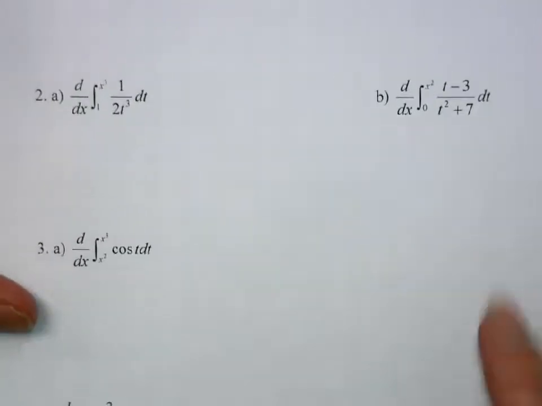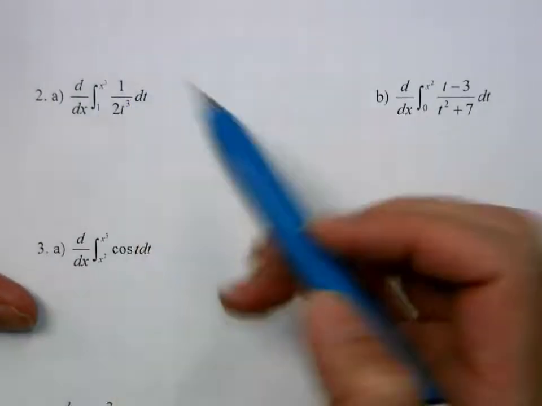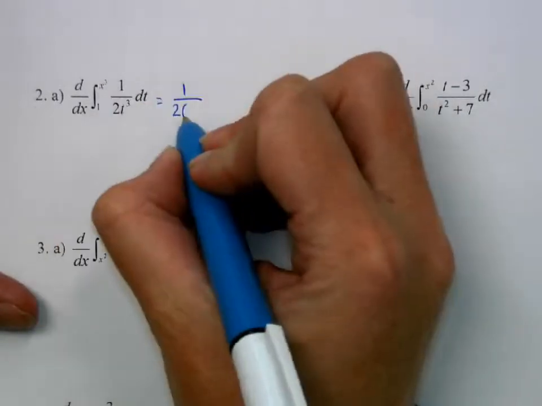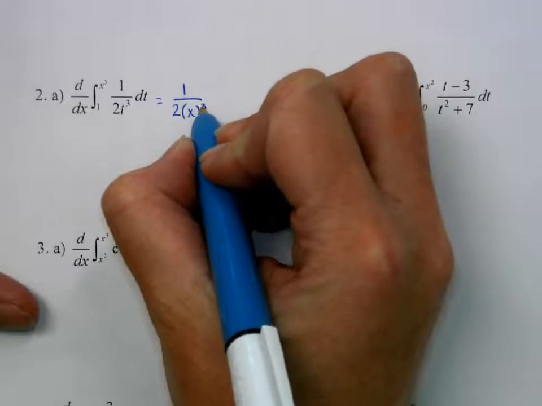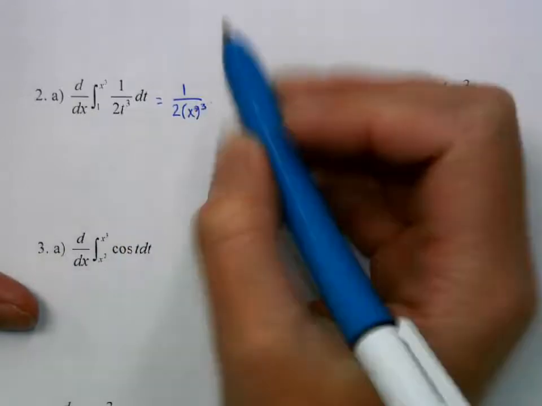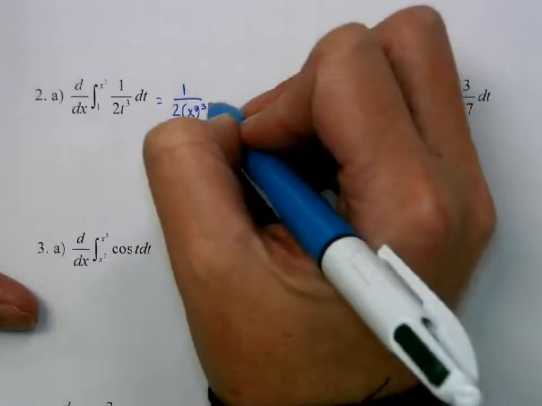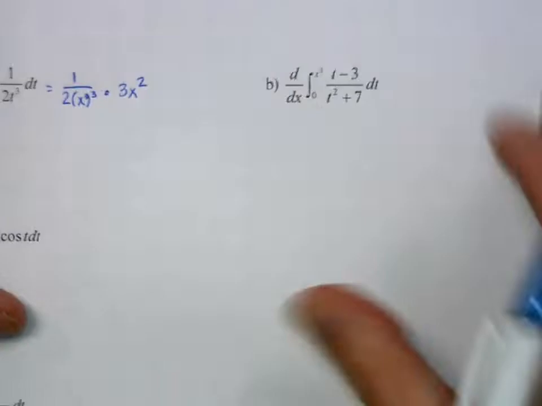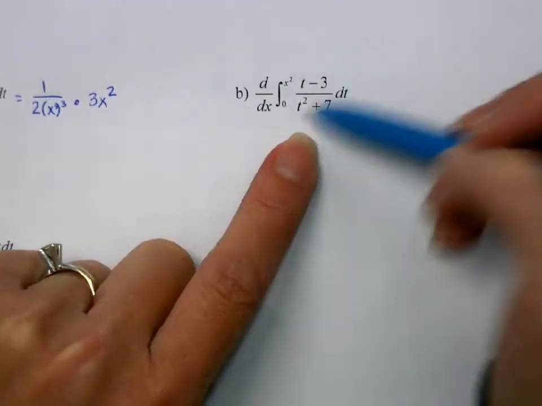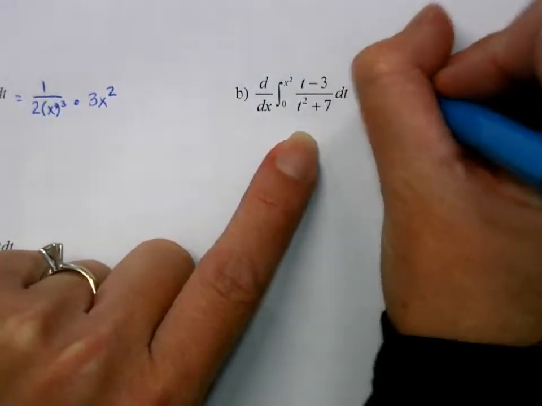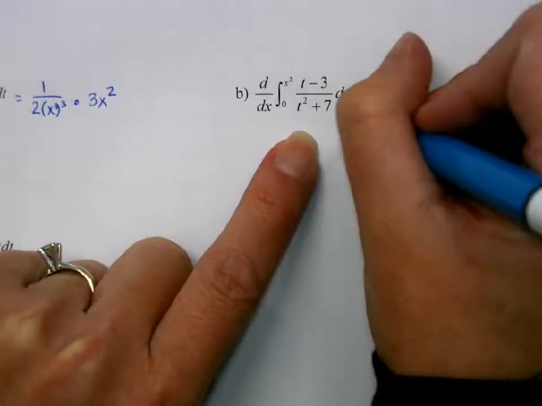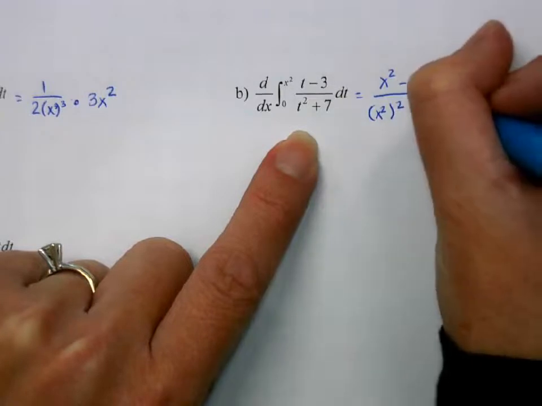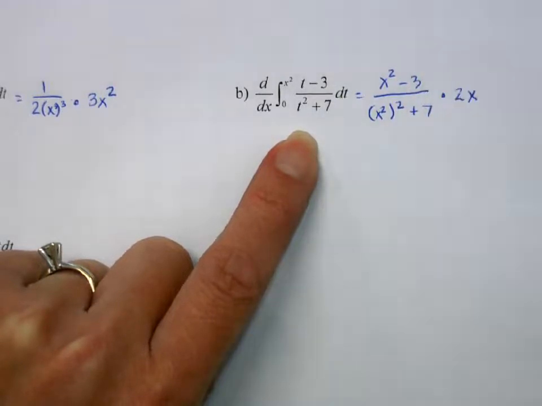Okay, these next ones have the function involved. So a constant to a function. We're going to take this, and instead of t it is going to be x cubed times the derivative of x cubed, which is 3x squared. Here I'm going to take this x squared and plug it into both of these. So this will be x squared minus 3 over x squared squared plus 7 times the derivative of x squared.